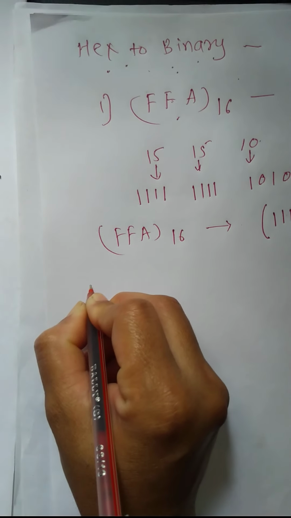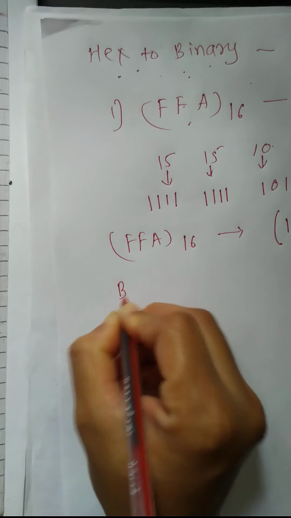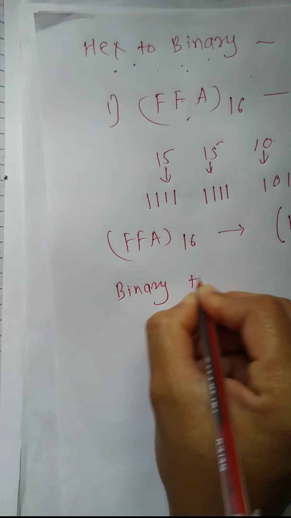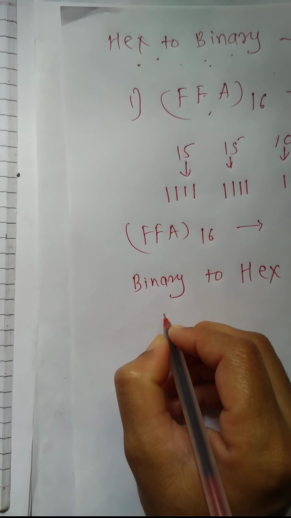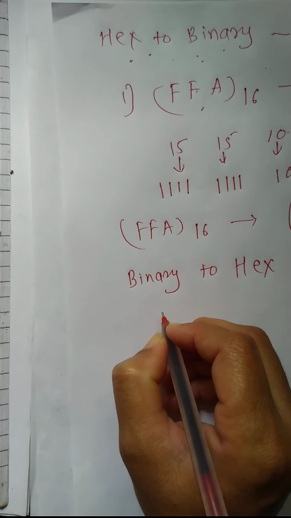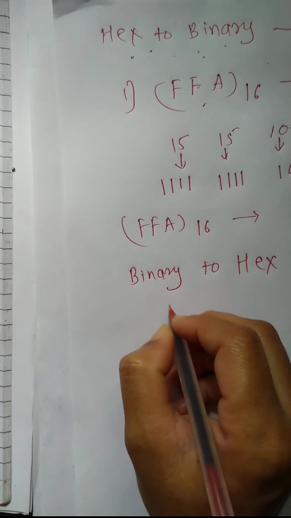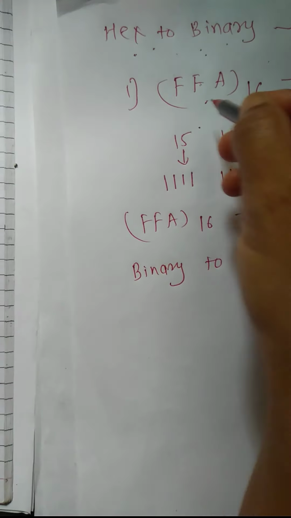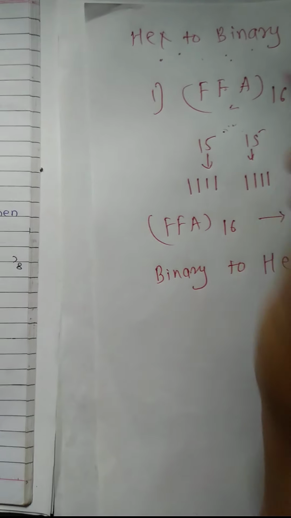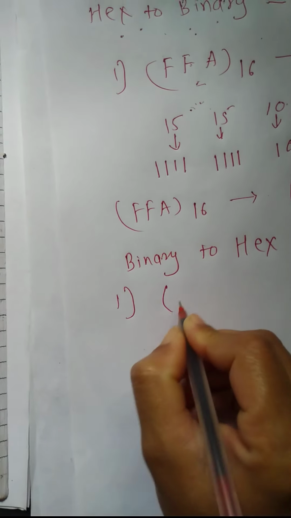Next is binary to hex. In this binary to hex conversion, we group the binary digits in groups of 4 bits. We group that binary number in 4 bits. That is exactly the opposite of the hex to binary conversion. That is the first example.